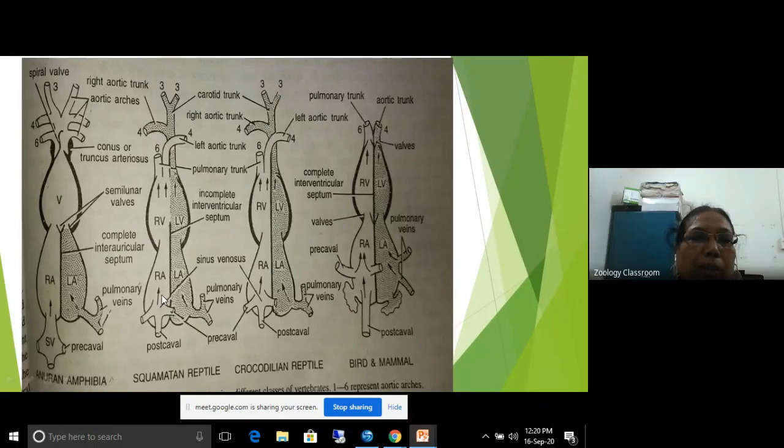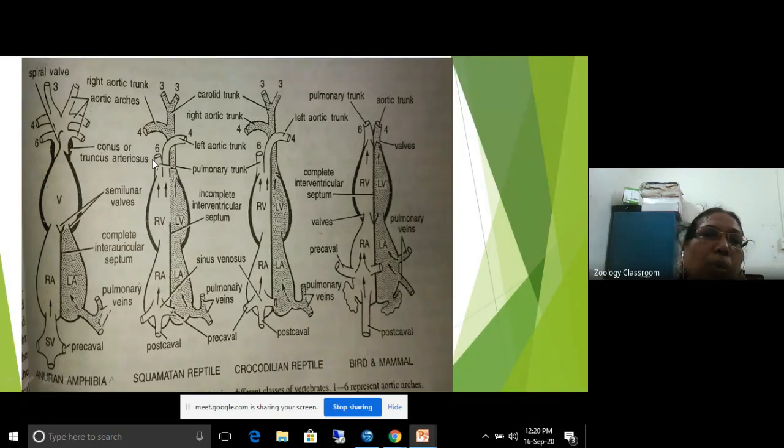So there is a single right auricle and left auricle, incomplete. There is a ventricular septum and a complete interauricular septum. But in the ventricle there is not a complete septum. So mixed blood is supplied towards the body parts.